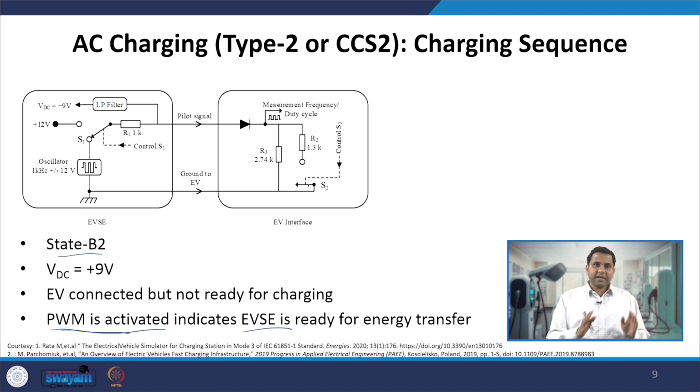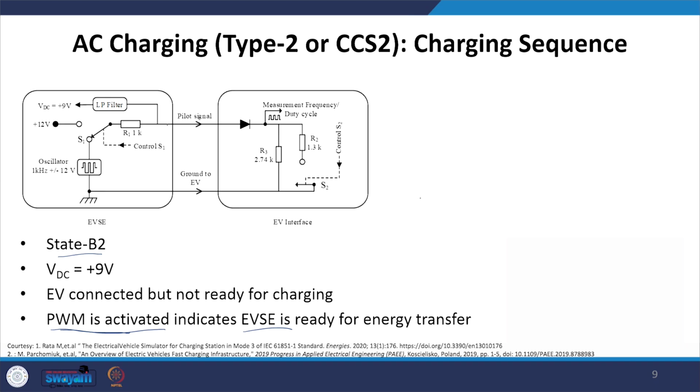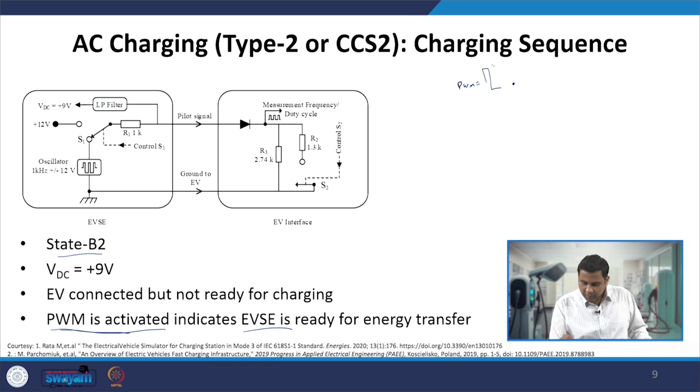So at this stage, the S1 switch is connected to the oscillator, that indicates EVSE is now ready for energy transfer, but now EV has to tell that, okay, I am also ready to accept the charge. At this point, if you look very carefully, you have plus 12 volt and minus 12 volt coming in. When you take the maximum voltage coming out at this point, plus 12 and minus 12 volt comes over here, and it is going through R1.